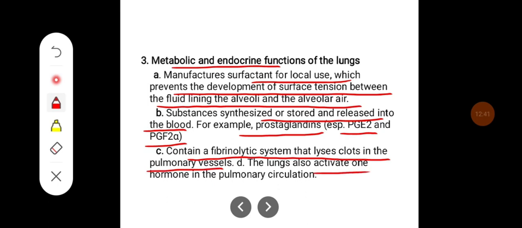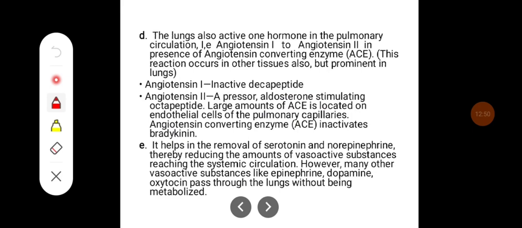The lungs also activate one hormone in the pulmonary circulation, that is angiotensin 1 to angiotensin 2, in the presence of angiotensin converting enzyme. This reaction occurs in the tissues also but is prominent in the lungs. Note that angiotensin 1 is an inactive decapeptide, and angiotensin 2 is a pressor, aldosterone stimulating octapeptide.